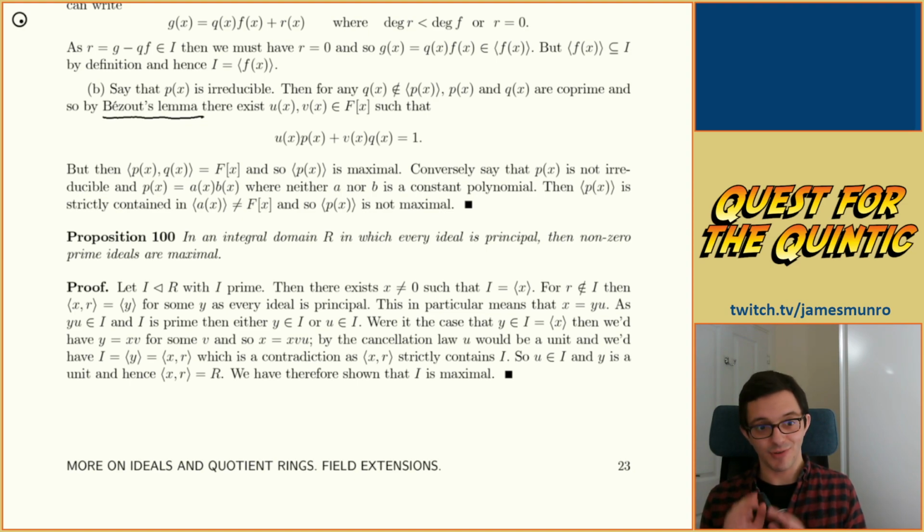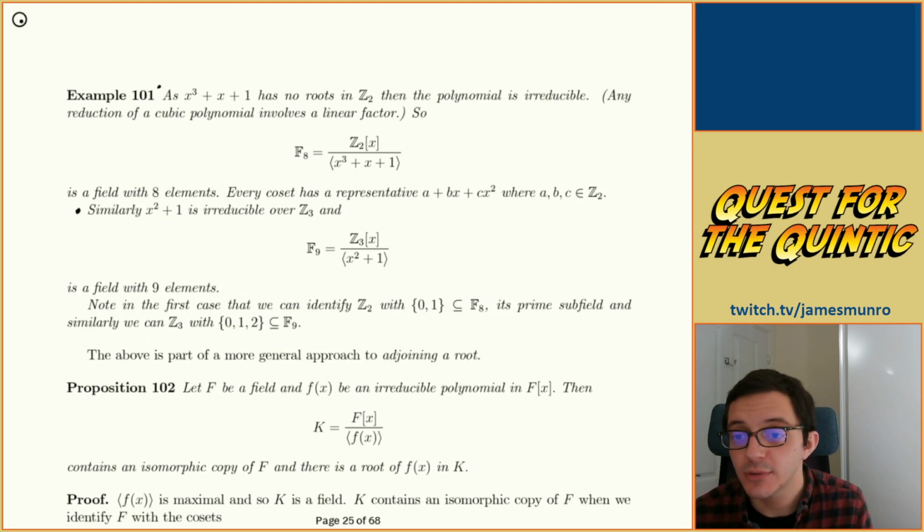Okay, some conditions on the polynomial ring itself. Every ideal is principal, non-zero prime ideals are maximal. Yeah, okay. Gives you a field. And this, I think, is being used to generate interesting fields.